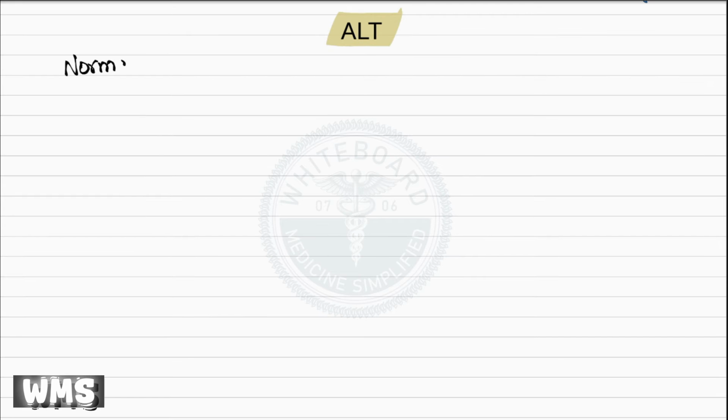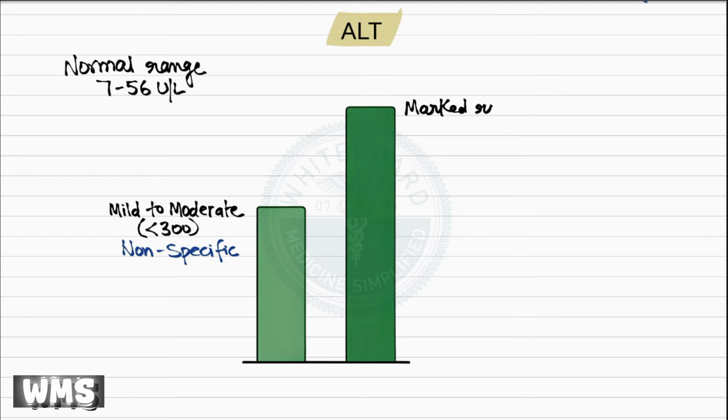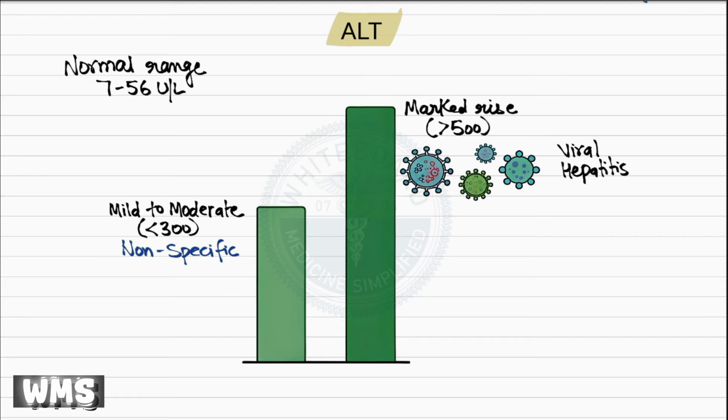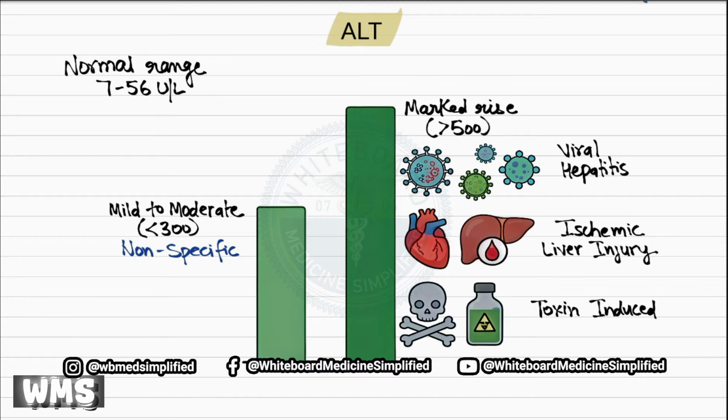The normal serum range of ALT is about 7 to 56 units per liter. Any type of liver cell injury can lead to a rise in ALT levels, but mild to moderate elevations, up to around 300 units per liter, are often non-specific. When ALT levels rise markedly, especially above 500 units per liter, this usually points toward conditions that primarily affect hepatocytes, such as viral hepatitis, ischemic liver injury, and toxin-induced liver damage.